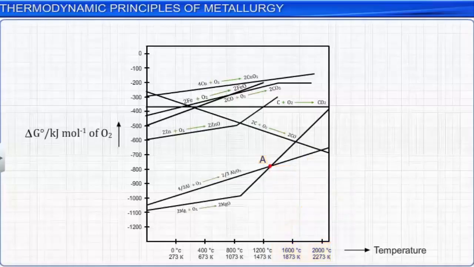Further, you can see that the line corresponding to the formation of carbon monoxide is sloping downwards. It cuts across the lines for many other metals. This makes carbon extremely useful as a reducing agent because as soon as the carbon oxidation line goes below a metal oxidation line, carbon can reduce the metal oxide to metal. For example, at lower temperatures, carbon monoxide is a better reducing agent for reducing iron oxide than carbon.